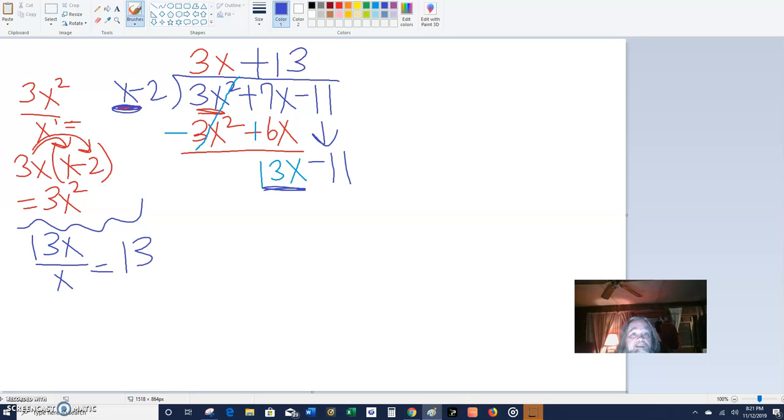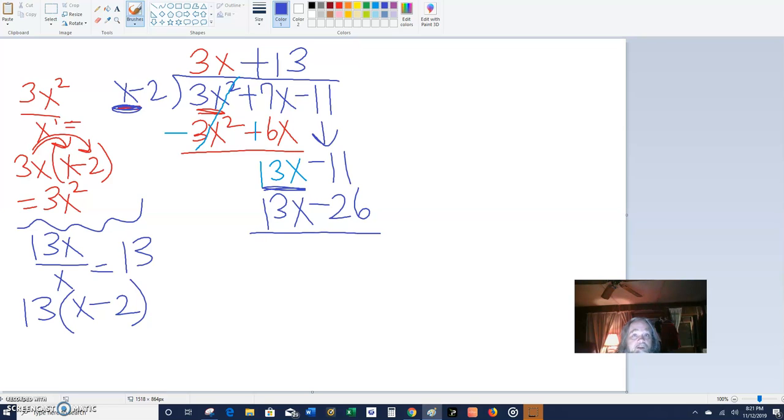The next step, take 13 and multiply it times your original divisor. So 13 times x is 13x. And 13 times negative 2 is negative 26.